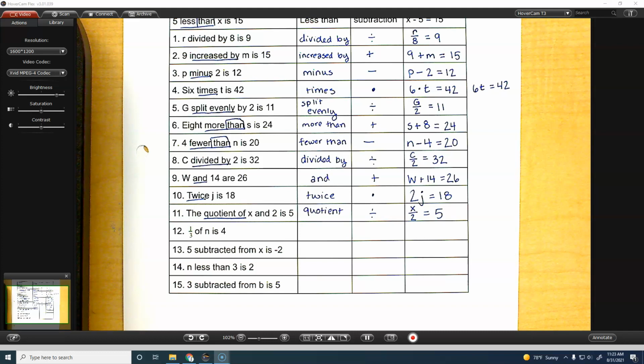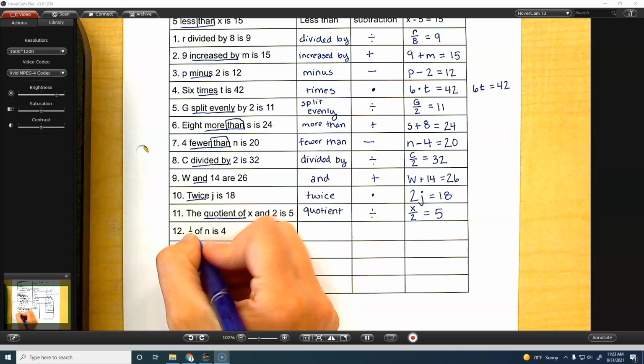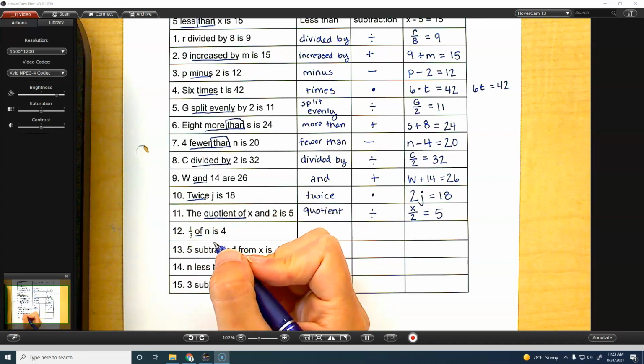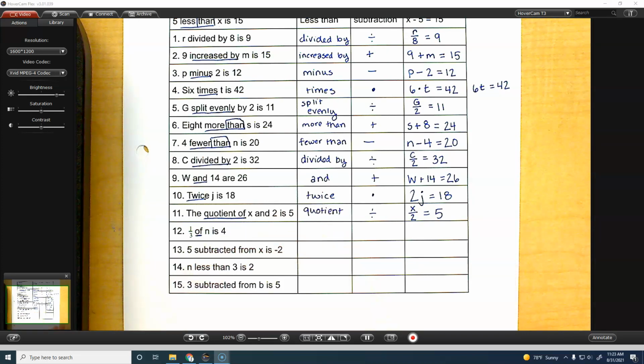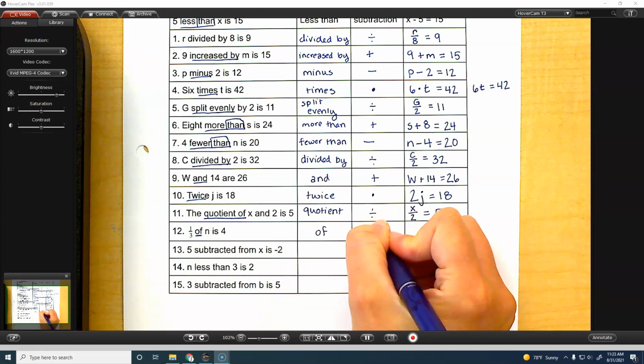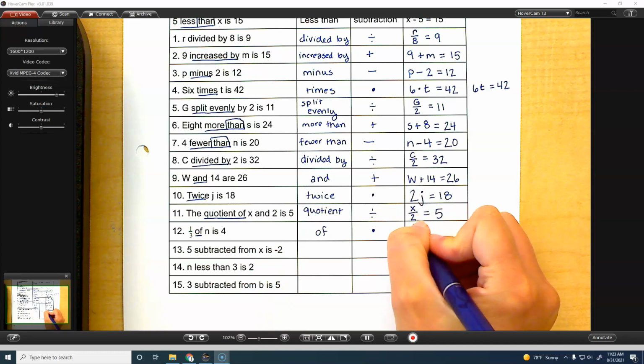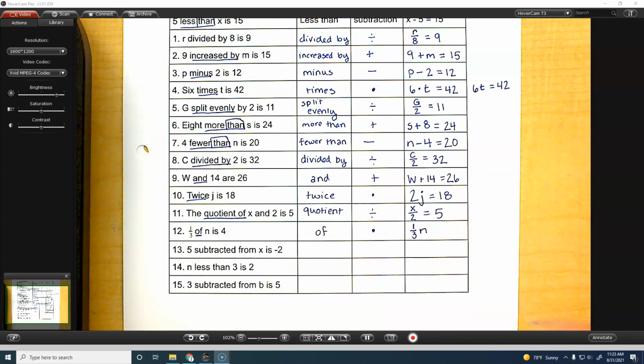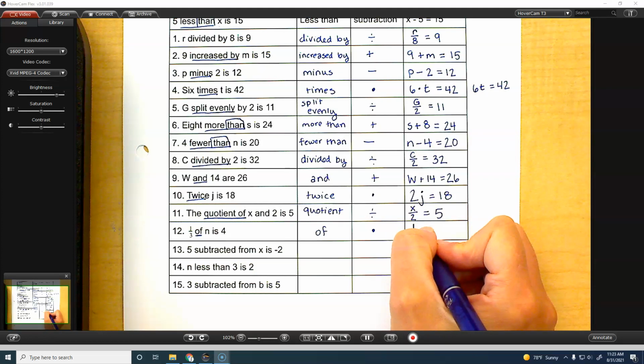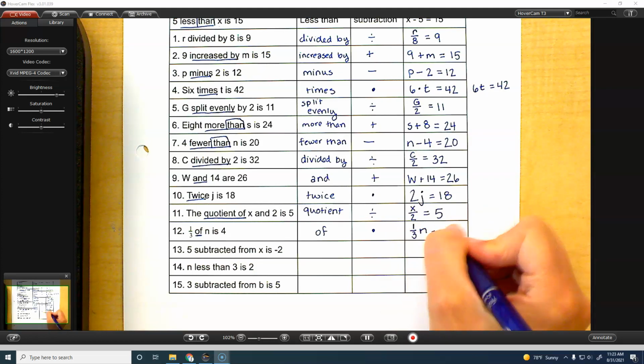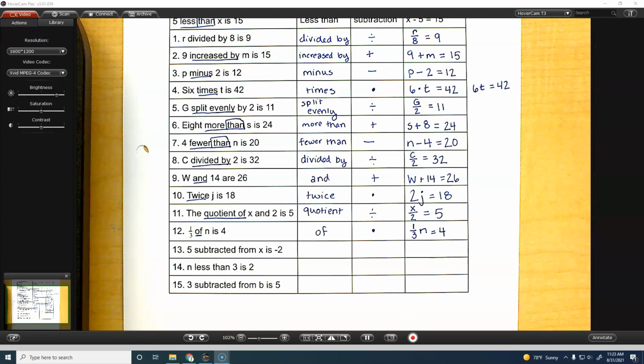Okay, 1/3 of n is 4. What is our keyword here? Is is going to tell us to put the equal sign. But as far as addition, subtraction, multiplication, and division, of, what is of? It's multiplication. So of is multiplication. So we're going to have 1/3, and I can just put the n right there beside it, and that means it's multiplied. If you put the dot or parentheses, that's also correct, but it's typically not going to have anything in between it. So it equals 4.